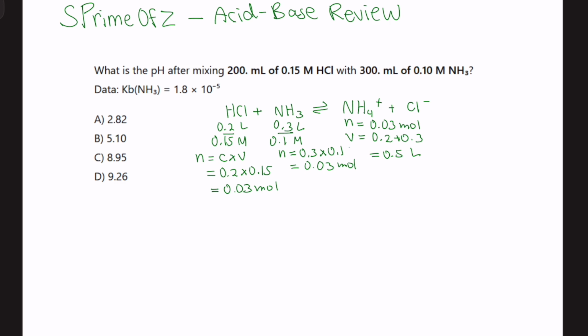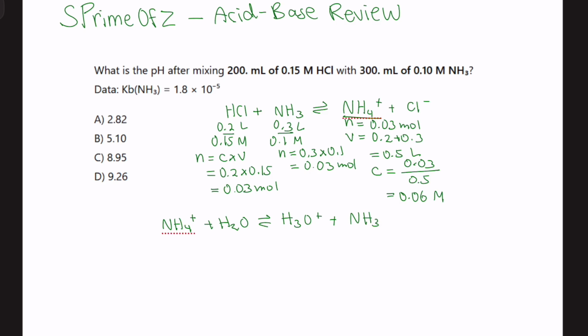Now if I know the moles and I know the volume, I can find concentration, which is 0.03 divided by 0.5, which will give me 0.06 M. So now this NH4+ is going to react with water, and it's going to form hydronium and ammonia. And I know that the concentration of this is 0.06.